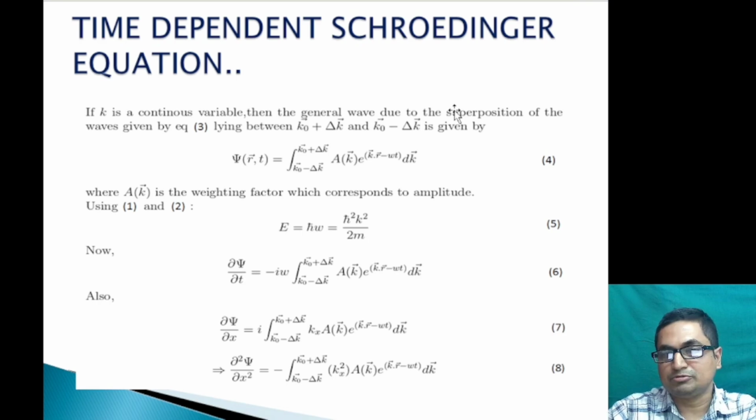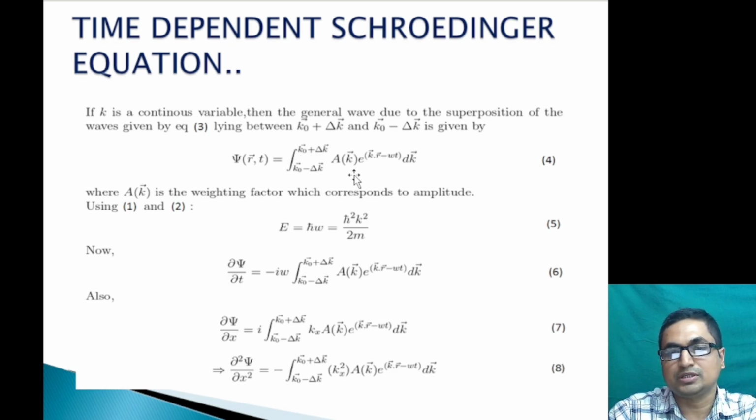Now since k is a continuous variable, instead of summation we can put the wave function representing the particle in terms of this superposition of waves in this way, where a(k) is a continuous variable and the limit is between k naught minus del k to k naught plus del k. We can do this because of the continuity of the variable k; this equation 4 is represented in terms of integration.